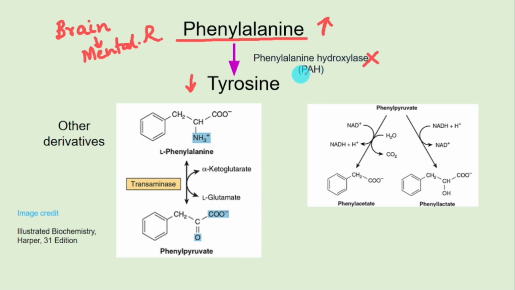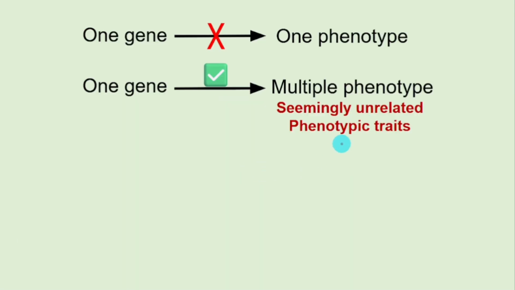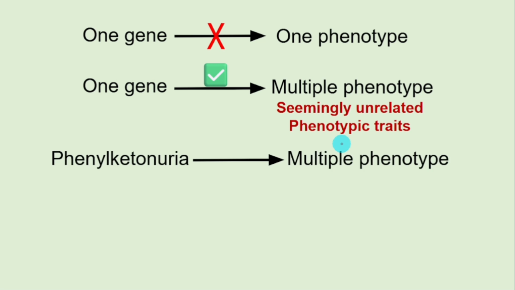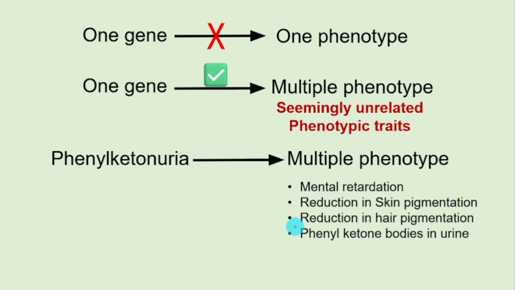So this is how one single gene defect leads to multiple phenotypes, seemingly unrelated phenotypic traits. In case of phenylketonuria, we have seen mental retardation. The cause is accumulation of phenylalanine. Reduction in skin pigmentation and hair pigmentation is because of reduced tyrosine levels, and release of phenylketone bodies in urine is because of production of other derivatives.